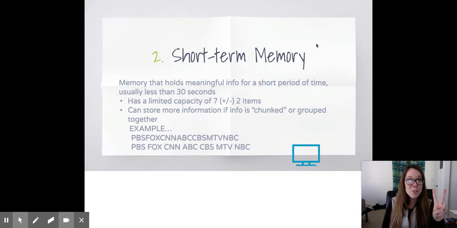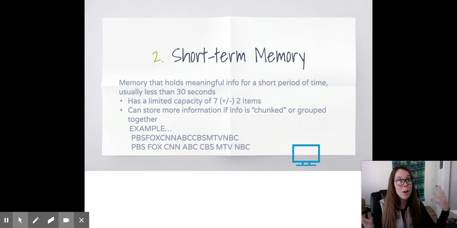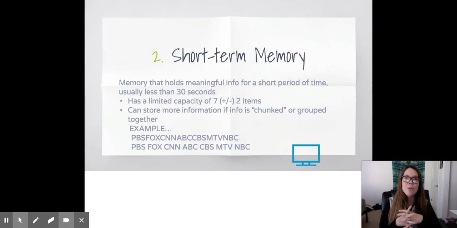And then step number 2 is our short-term, or what we call working memory, right? This memory holds meaningful info for short periods of time, usually less than like 30 seconds. It does have a limit. Usually we can remember between 5 to 7 numbers in a sequence, or 5 to 9 numbers, sorry. And we can store more information if it's chunked or grouped together.